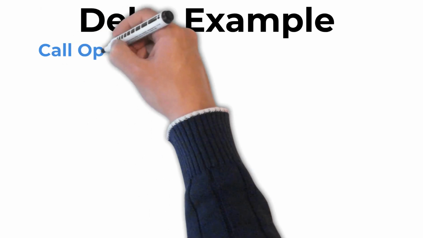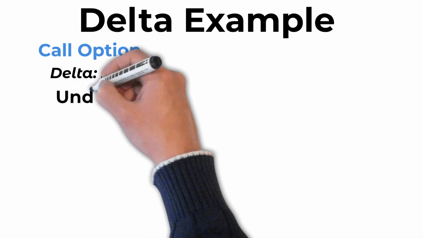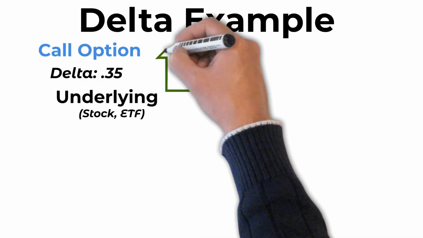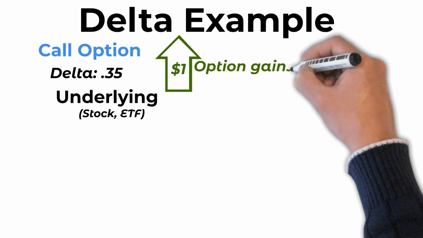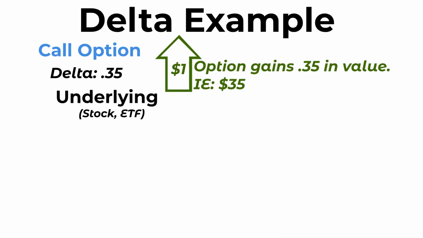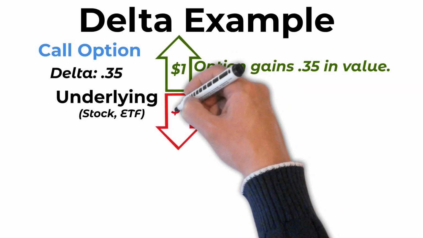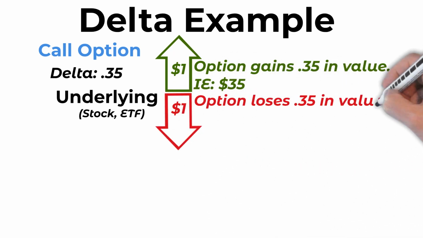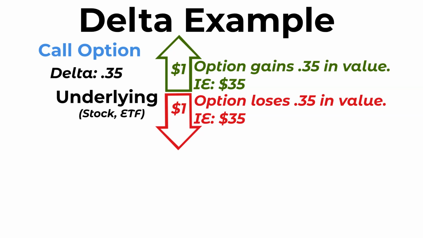For example, if you have a call option with a delta of 0.35 and your underlying goes up $1, then your option will gain 0.35 cents worth of value, which is equivalent to $35. Or if your underlying goes down by $1, then your options will lose $35 worth of value.